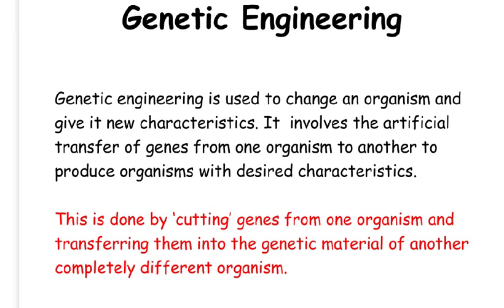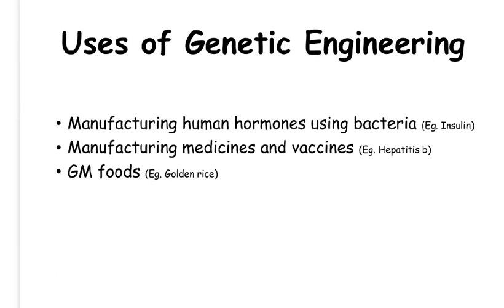Genetic engineering is carried out by cutting genes from one organism and transferring them into the genetic material of a completely different organism. Enzymes are used to cut DNA, to obtain a gene for a desired characteristic, and then to insert that gene into another organism's DNA. Organisms produced by genetic engineering are described as genetically modified.